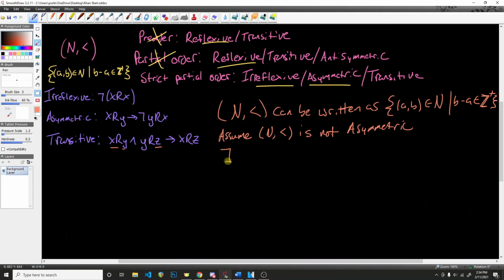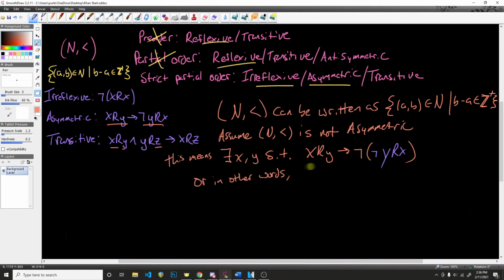What that means is that there exists some value of x and y such that, again, look at our definition, xRy implies not yRx. All we're doing is noting this because this is the definition of what it means to be asymmetric, but we're assuming here that it is not asymmetric, so we're just adding another not symbol to it. So we have that this is going to be not xRy, not yRx. Again, I'm just copying this over from here. All I'm doing is adding an extra not to it because we are assuming that it is not asymmetric.